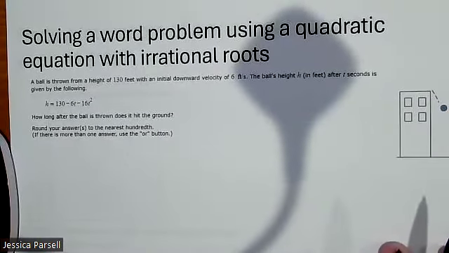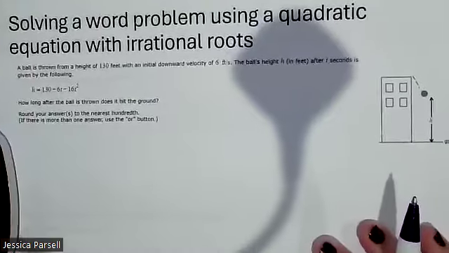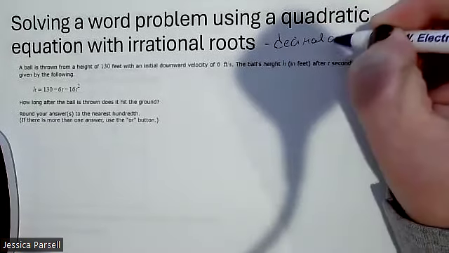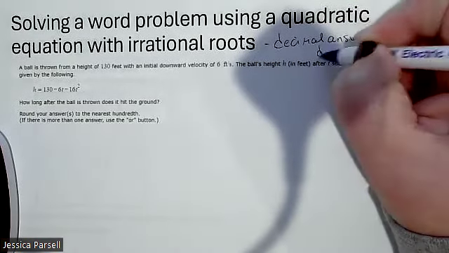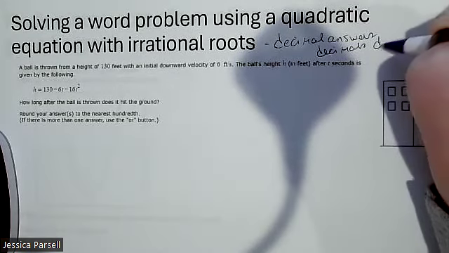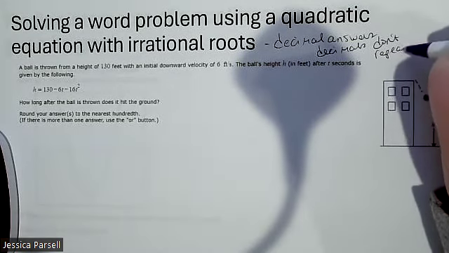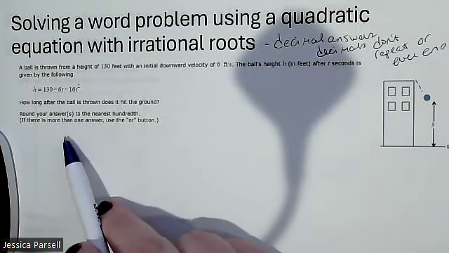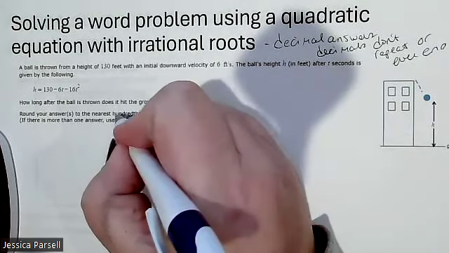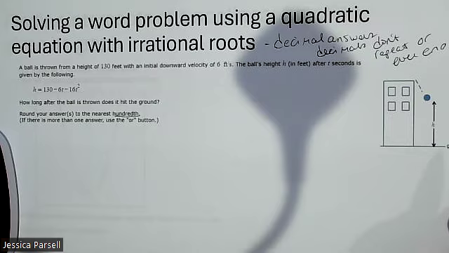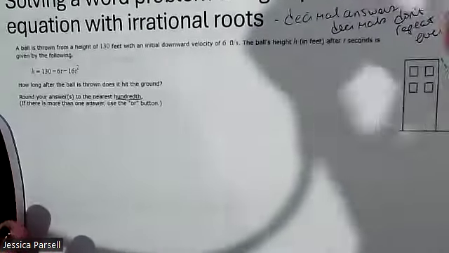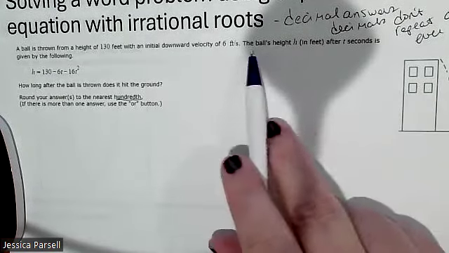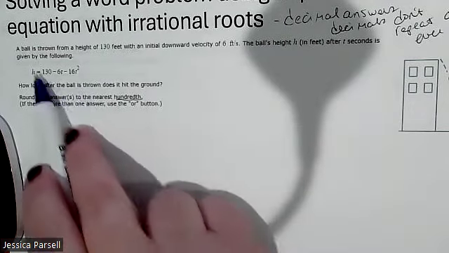It says: solve a word problem using a quadratic equation with irrational roots. This just means you're probably going to have decimal answers, and the decimals don't repeat. They don't repeat or ever end. Now, we're going to have to make the answer end at some point, so we're going to go out 2 decimal places. So a ball is thrown from a height of 130 feet with an initial downward velocity of 6 feet per second. The ball's height h in feet after t seconds is given by the following equation.